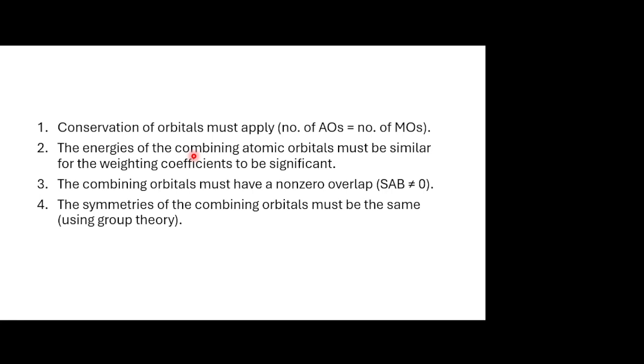Okay, and so conservation of orbitals must apply whenever you do this molecular orbital generation. The number of atomic orbitals has to equal the number of molecular orbitals. The energies of the combining atomic orbitals must be similar to the weighing coefficients to be significant. The combining orbitals must have a non-zero overlap, so you have to have some degree of overlap to have a combination. So if you have two orbitals that have no overlap, px, pz, you can't get any bonding, right? Okay.